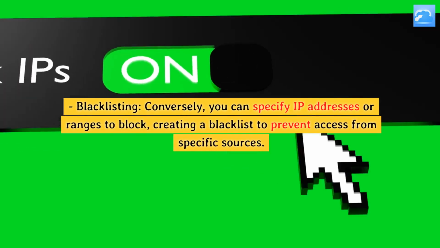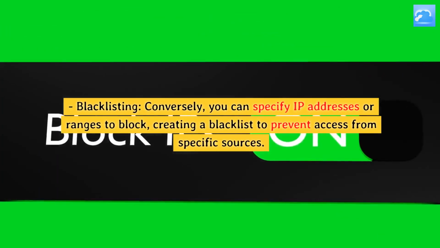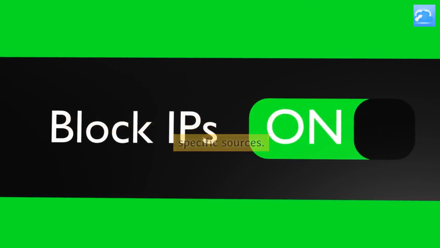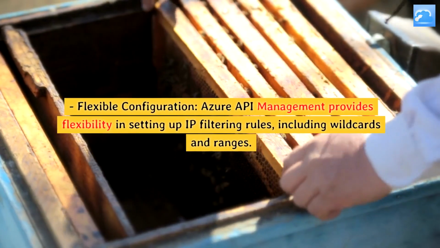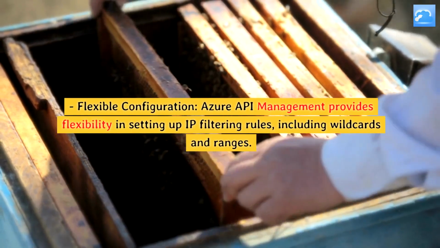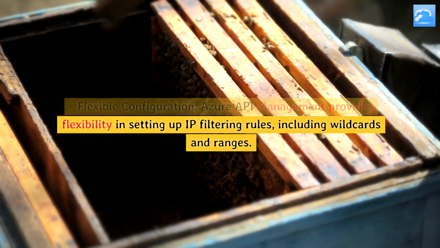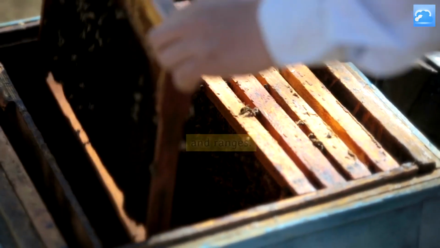Blacklisting. Conversely, you can specify IP addresses or ranges to block, creating a blacklist to prevent access from specific sources. Flexible configuration. Azure API Management provides flexibility in setting up IP filtering rules, including wildcards and ranges.